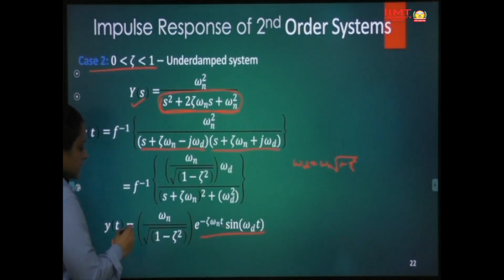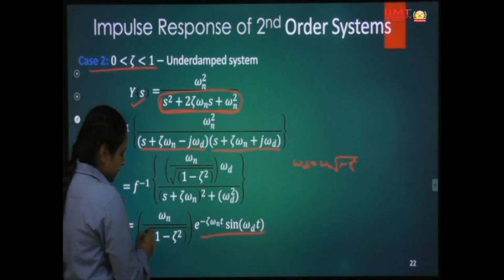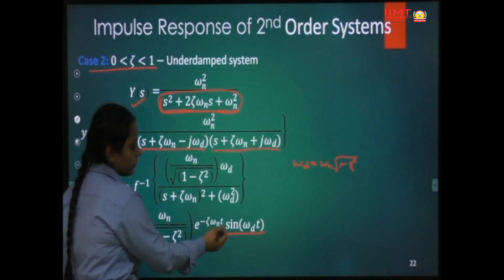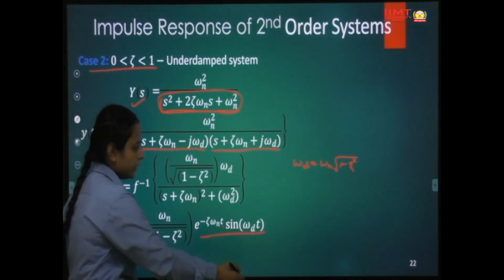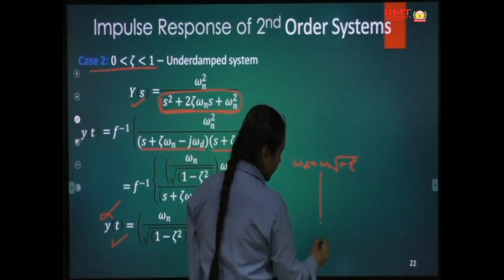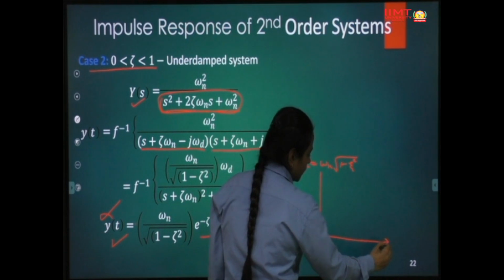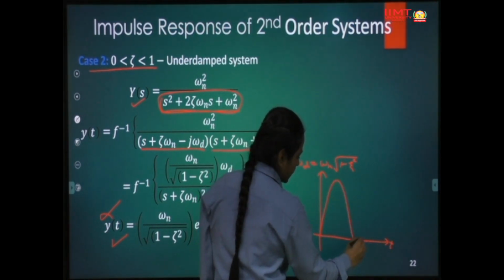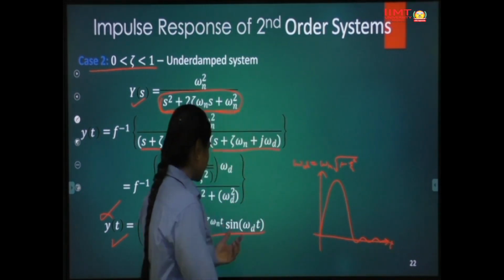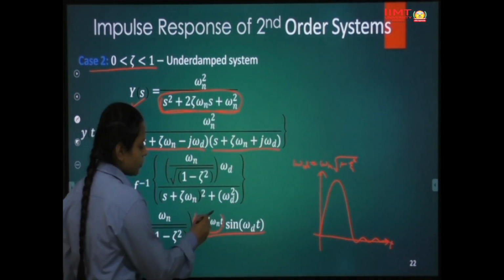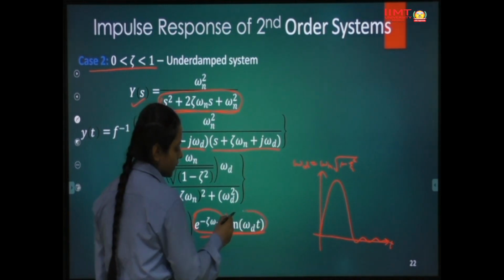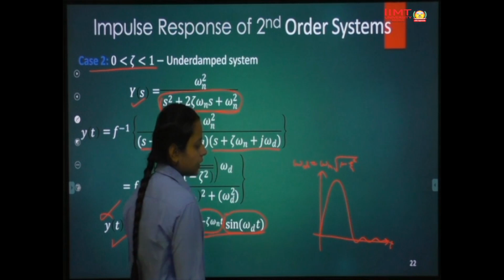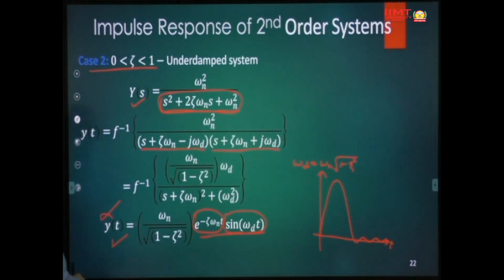So for the impulse input, we have y(t) as omega n upon under root 1 minus zeta square times e to the power minus zeta omega n t sin omega d t. Here, for the underdamped system, we will have this kind of output. Due to this e to the power minus zeta omega n t, this term vanishes at infinity, but initially it has some oscillations and finally it decays to 0.